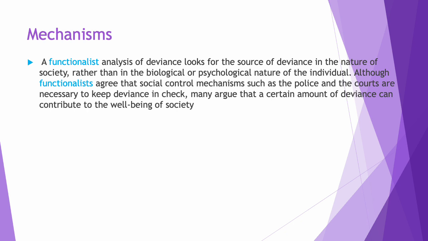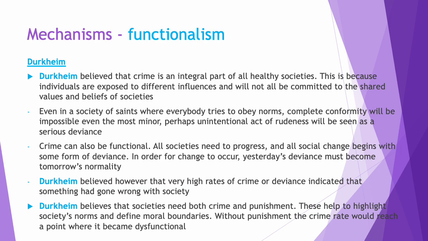Although functionalists agree that social control mechanisms such as the police and the courts are necessary to keep deviance in check, many argue that a certain amount of deviance can contribute to the well-being of society. Durkheim believed that crime is an integral part of healthy societies. This is because individuals are exposed to different influences and won't be committed to the shared values and beliefs of societies. Even in a society of saints where everybody tries to obey norms, complete conformity will be impossible.